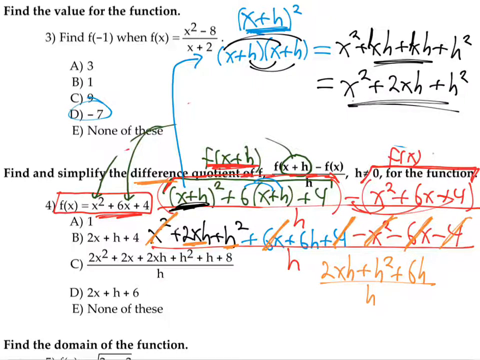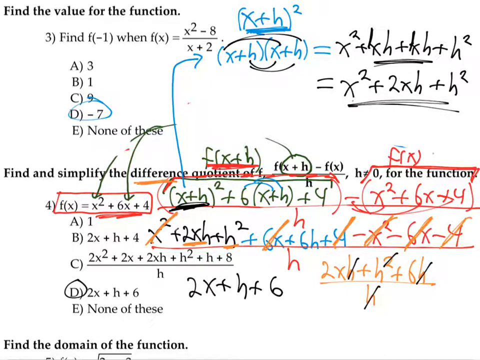Now what do you do on the last step? Yeah, the h cancels one of the h's from each of these guys. 2x plus h plus 6, or you could factor it out and cancel. Same thing, right? So it's d. And that's the way it'll be on the real exam. It'll be d. I'm just kidding. It won't be d, but it'll be the same kind of question.